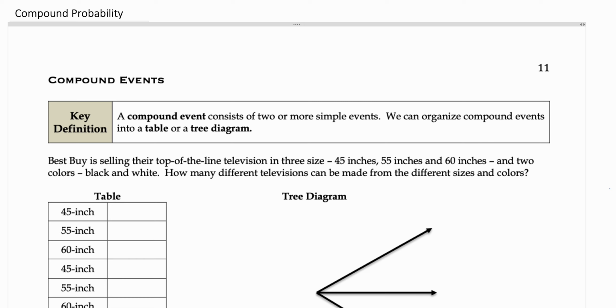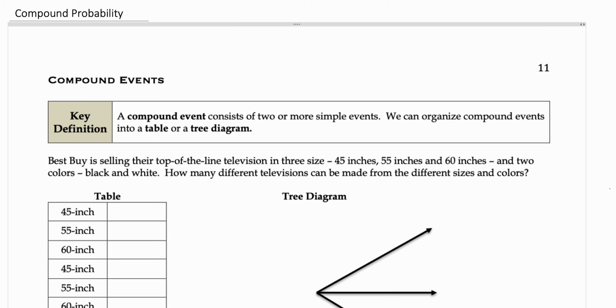Today's lesson, we are going to spend our time together looking at compound events and compound probability. A compound event consists of two or more simple events. Because we're going to be chaining together all of these one-step probability questions that we've been looking at for the last few days, it's best to start out with some kind of organizational structure that helps us maintain quality lists of all of the outcomes that can happen.